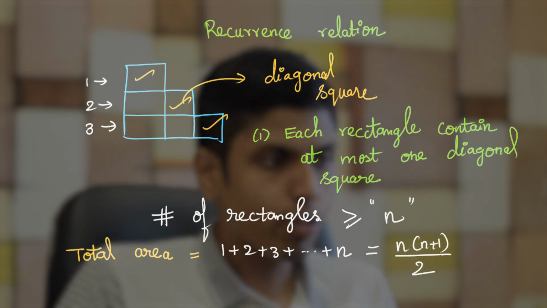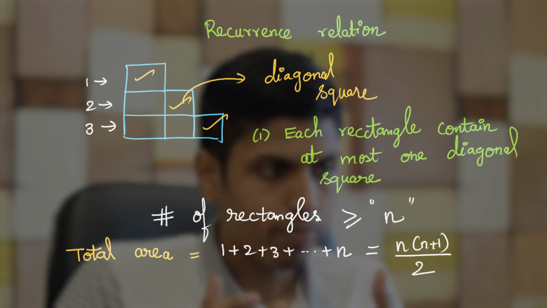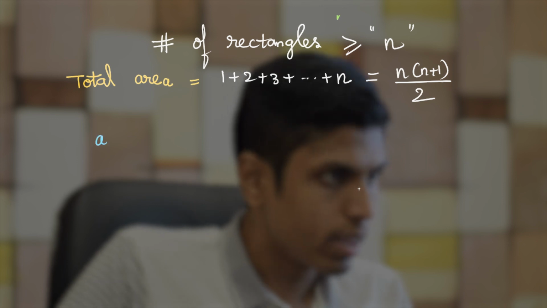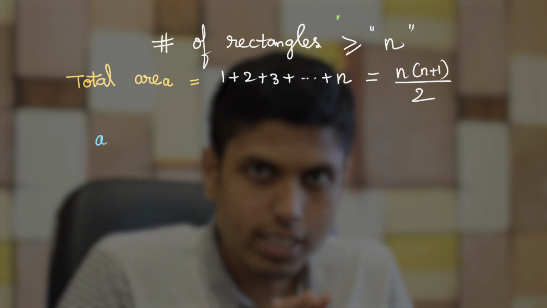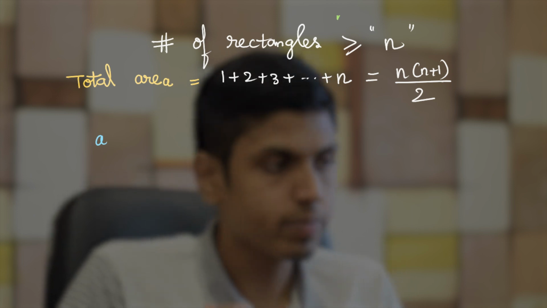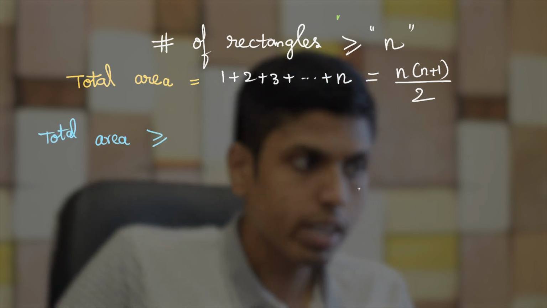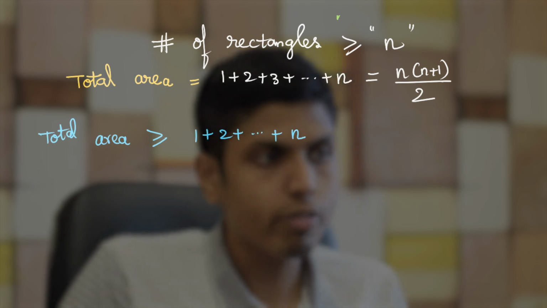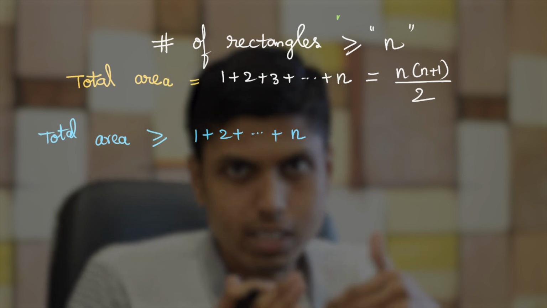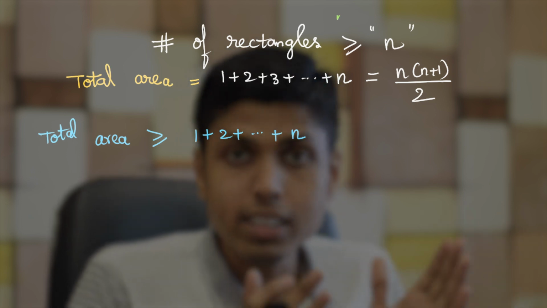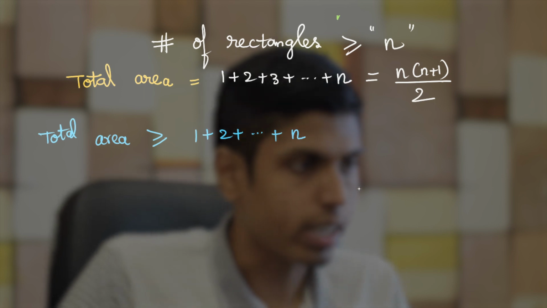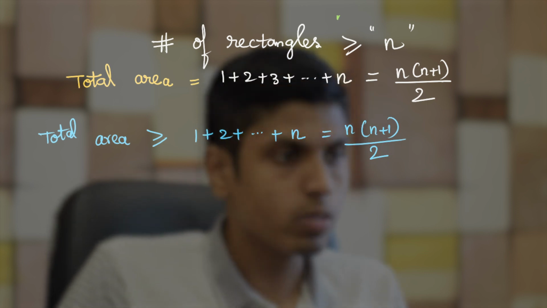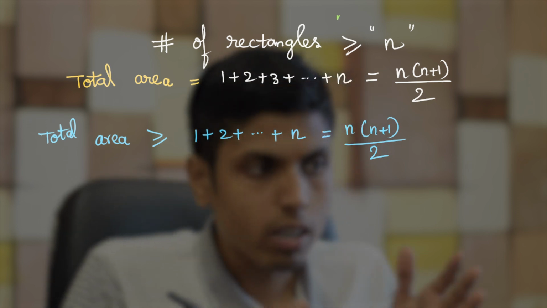But if you are arguing with the number of rectangles in the subdivision, let's see what can be derived. Clearly, there are at least n rectangles and each rectangle has a distinct area according to the question. So the total area must be greater than or equal to 1 plus 2 all the way up to n, because there are at least n rectangles as we derived in the previous step, and the areas are distinct. There is no repetition in area, which gives n into n plus 1 by 2. But we know the total area is n into n plus 1 by 2. So the equality condition is true.